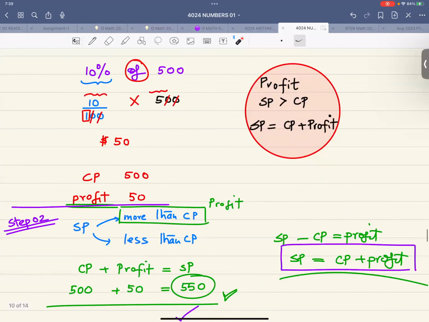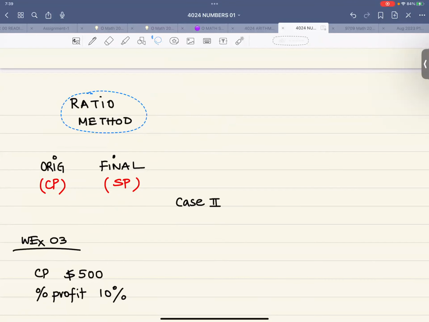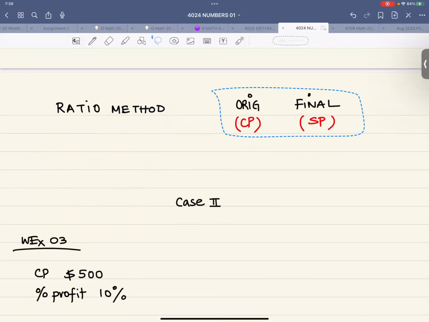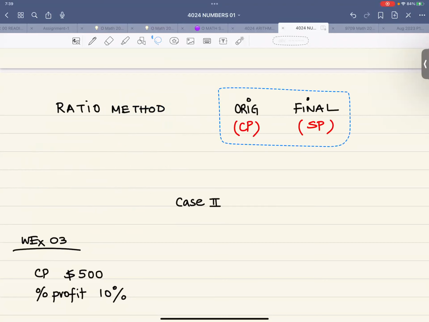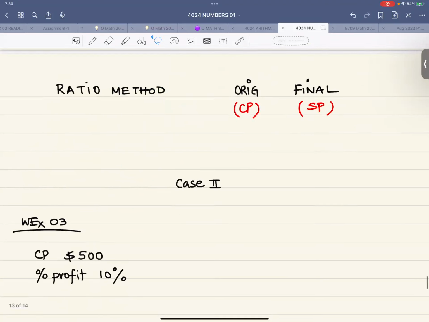Now let's focus on this. Over here, if I want to start with worked example 3, case number 2, the cost price is $500. The percentage profit is 10%. And I'll follow the ratio method. What goes in the ratio method? Basically, we want two columns like this: original and final. Now let me copy this and paste it over here.